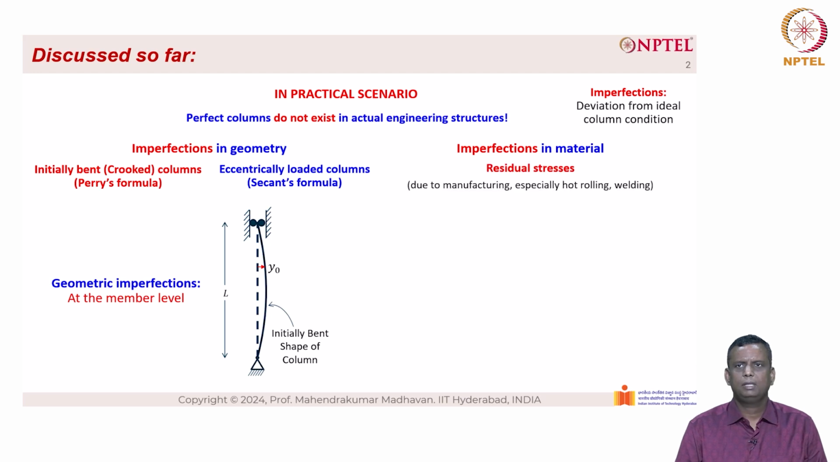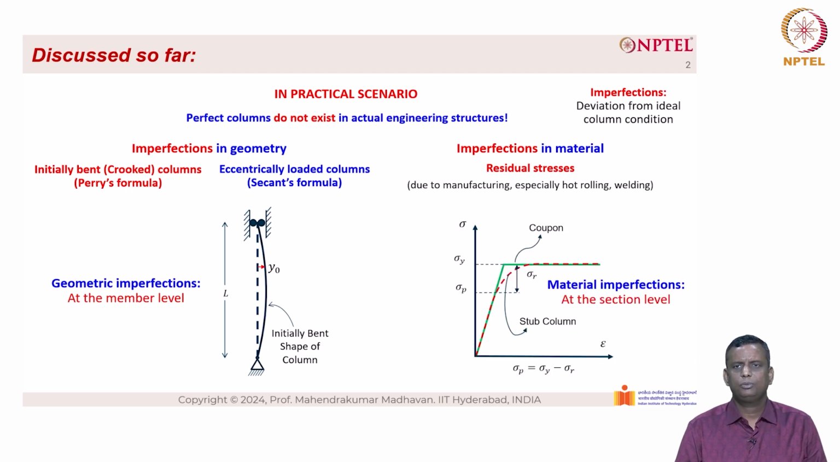Imperfections in material primarily result in residual stresses due to manufacturing, especially hot rolling as well as welding. Here you can see the stress-strain plot. For a coupon test, it follows a bilinear stress-strain curve, whereas for a stub column, it is straight up to sigma p, which is linear, and after that it deviates away from the bilinear stress-strain curve and then later joins the yield value sigma y, which can be seen in the red dotted lines. This imperfection, which is material in nature, is at the section level.